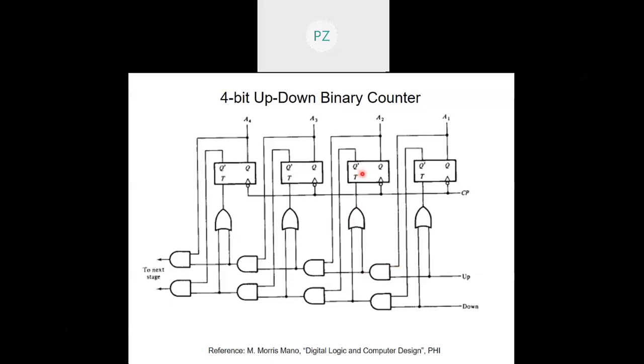Like the previous case, this will go into toggle mode only when up is high as well as A1 and A2 both are high. Then only it will go into the toggle mode. If any one of them is 0, then that will make this line 0 and the toggling will not happen. It will retain state. Again, this will go into the toggle mode only when up is high, as well as A1, A2 and A3, all three of them are high. That is what happens, right?